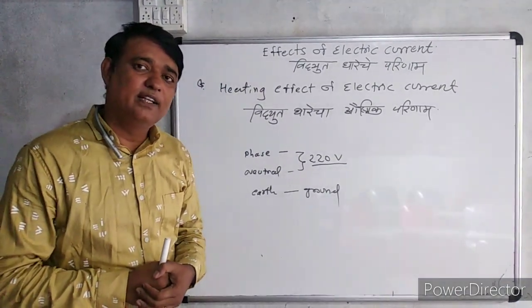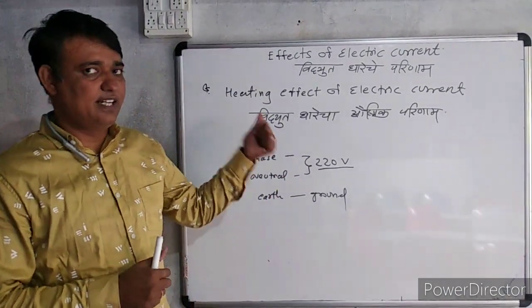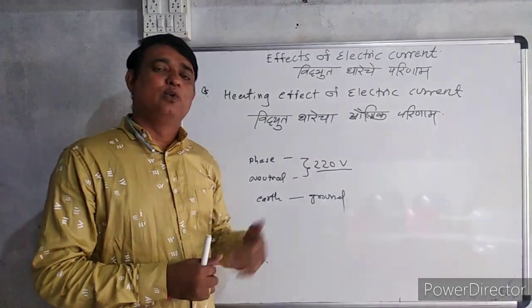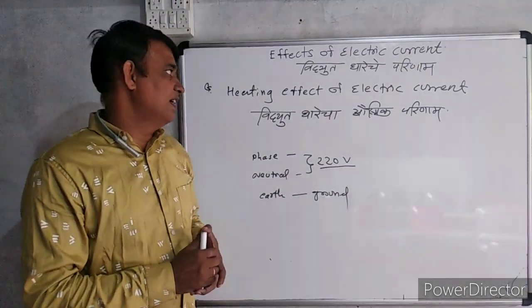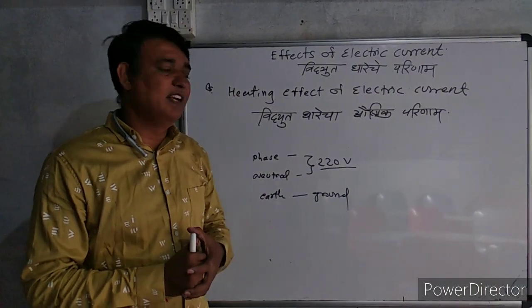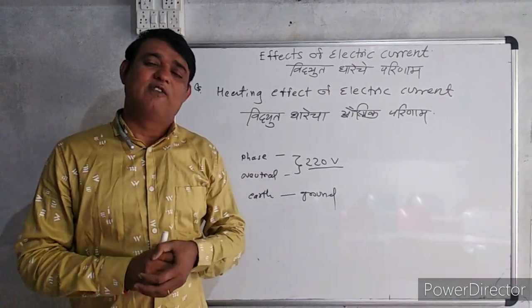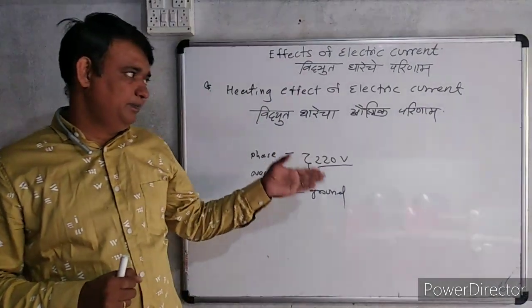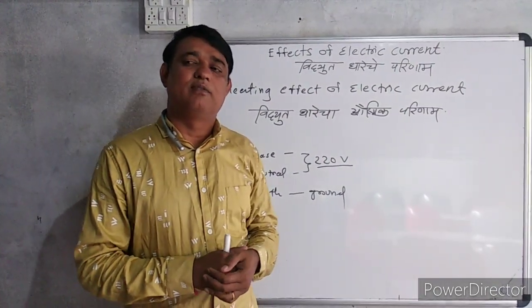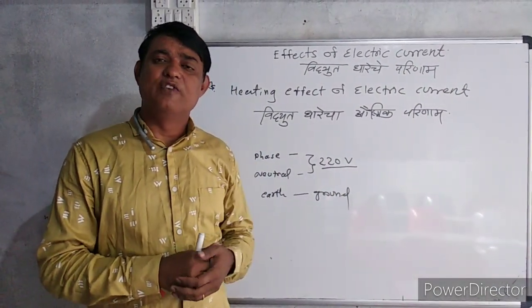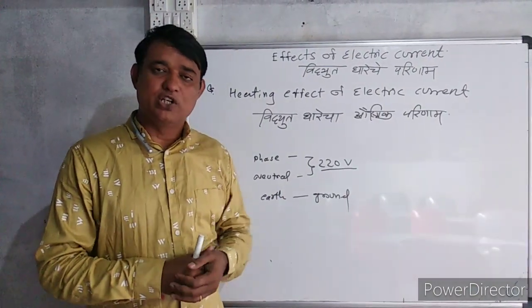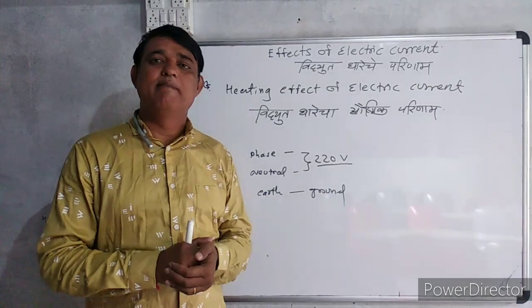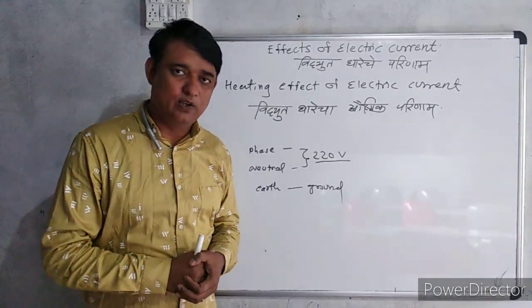So what we learn today? We learn the energy transfer in electric circuit. Two types of effects of electric current are there. In the two types, we learned the first type today, that is the heating effect of electric current. In the heating effect of electric current, we learned the different types of apparatus that we use which provide the heating effect of electric current, and also we learned about the short circuit. In the next lecture, we will learn about the magnetic effect of electric current. Until then, goodbye. Thank you.